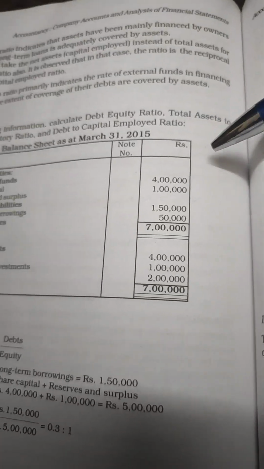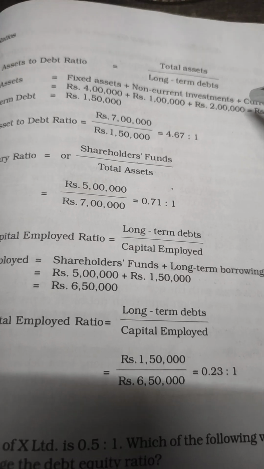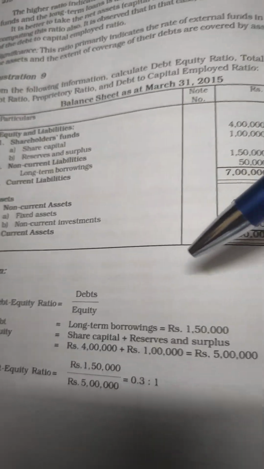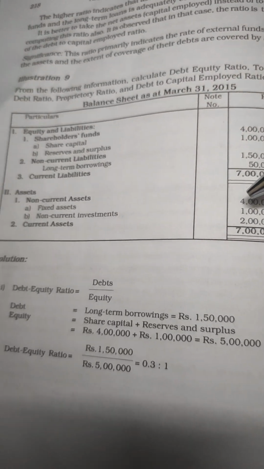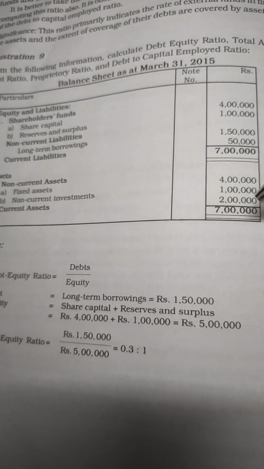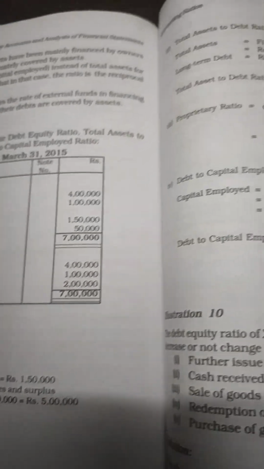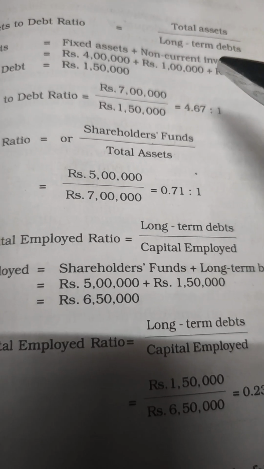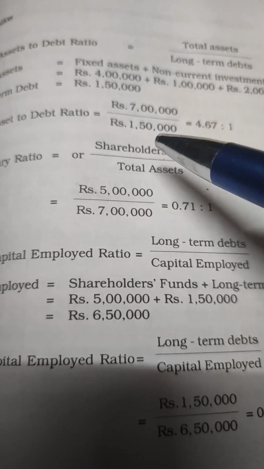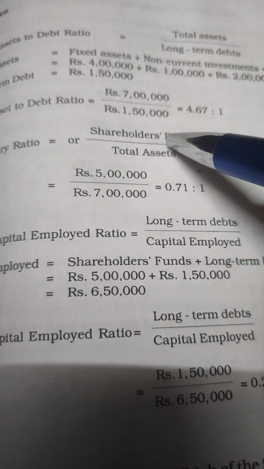Next we have to find the total assets to debt ratio. The equation for this is total assets divided by long-term debts. Total assets from the balance sheet: fixed assets plus non-current investments plus current assets. So 4 plus 1 plus 2, that is 7 lakh is the total assets amount. Then long-term debts. We have earlier calculated the debt in the debt equity ratio. The debt amount is 1,50,000.